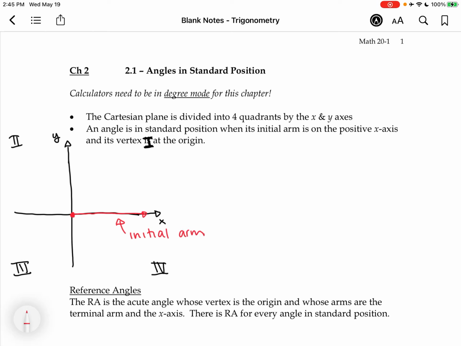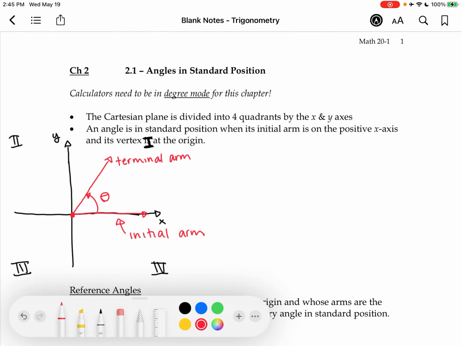And then the terminal arm is essentially where the angle ends. So this is the terminal arm. And the angle goes counterclockwise. Okay, so this is one example. This would be an acute angle.